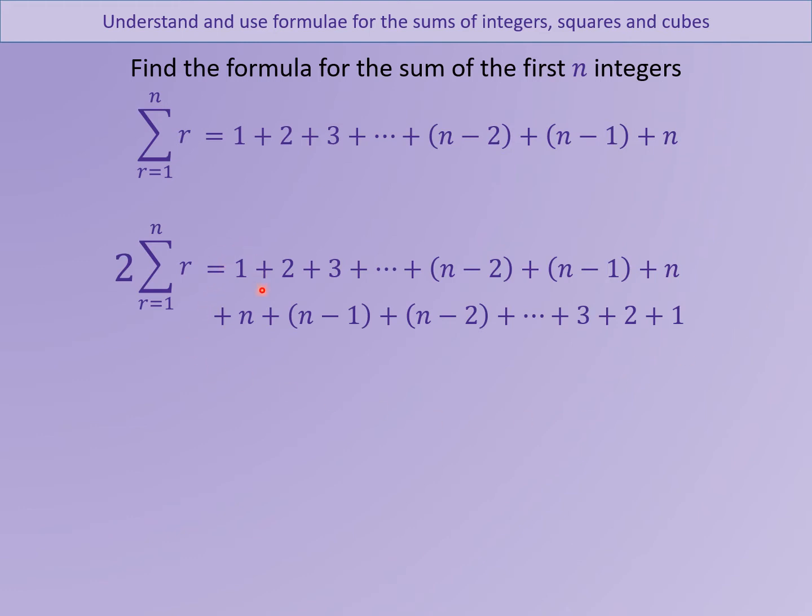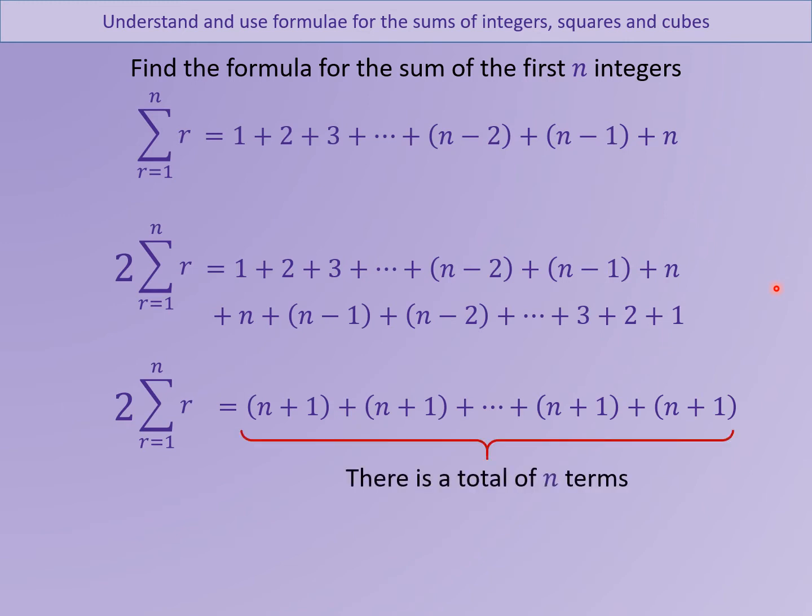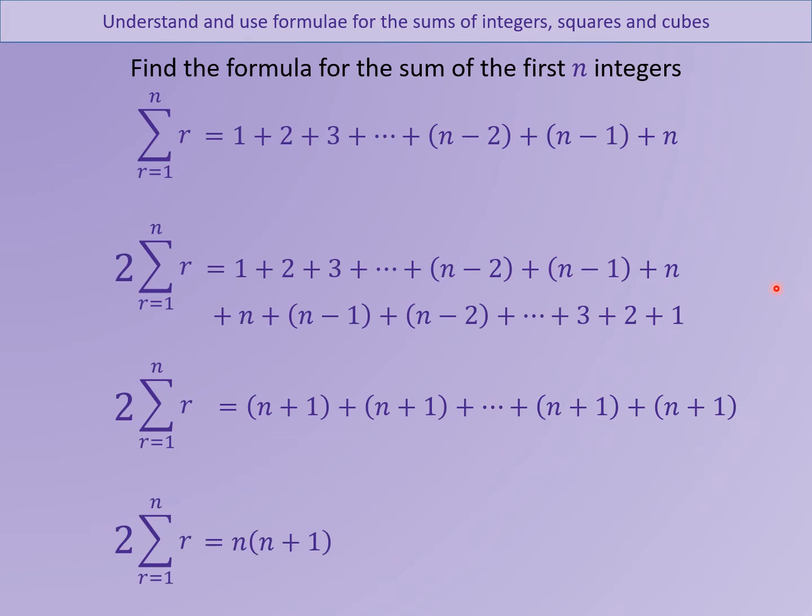Now here we've got a pair, 1 plus n. We've then got another pair, 2 plus n minus 1, which is also 1 plus n. We've got a third pair, 3 plus n minus 2, which is also 1 plus n. So all the way along, all of these pairs add up to 1 plus n. So we've got n plus 1, n plus 1, n plus 1. And there are n of those terms, because we had n terms in each original line. So altogether, that summation is n times n plus 1. We can write that as 2 times the summation that we're looking for is n times n plus 1.